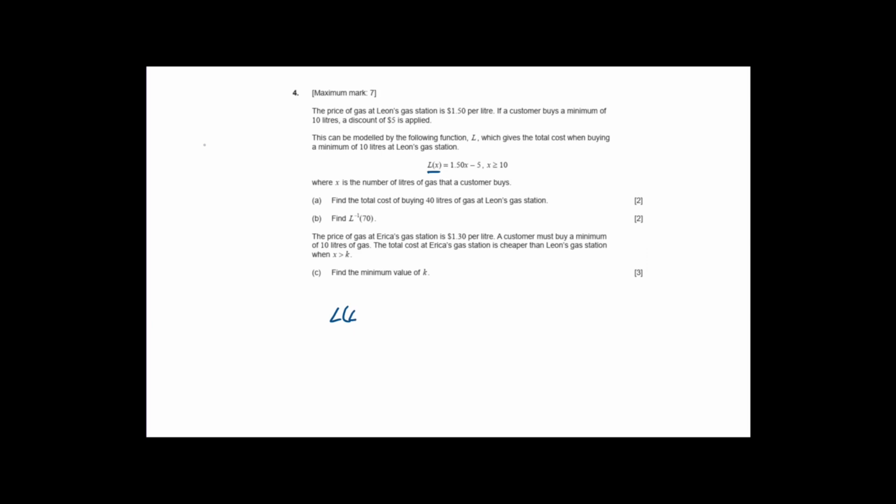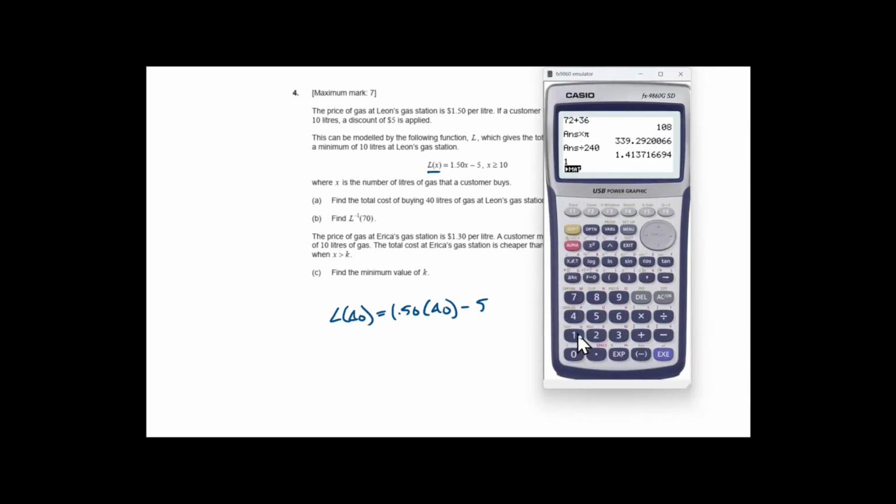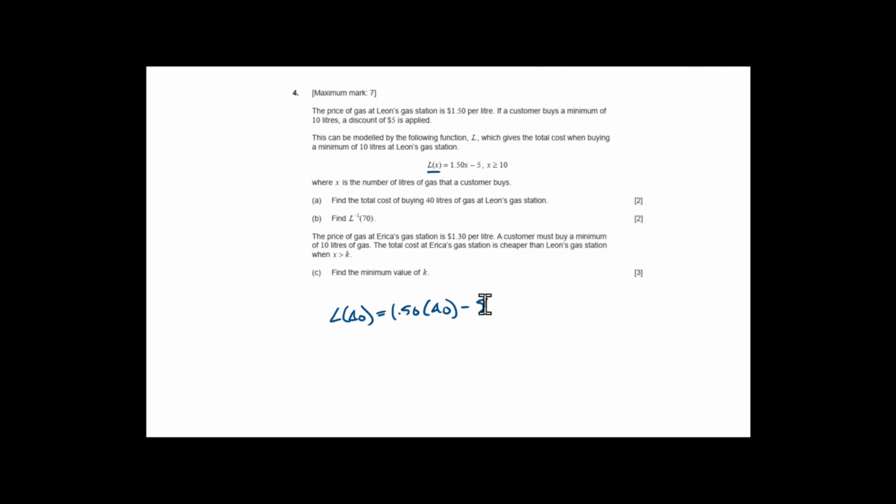So the cost of 40 litres is going to be 1.50 times 40 minus 5. I think it's going to be 55. So 1.5 times 40 is that, minus 5 of course is 55. You probably don't need a calculator to do that last bit, but it's going to be 55 what? 55 units is dollars.